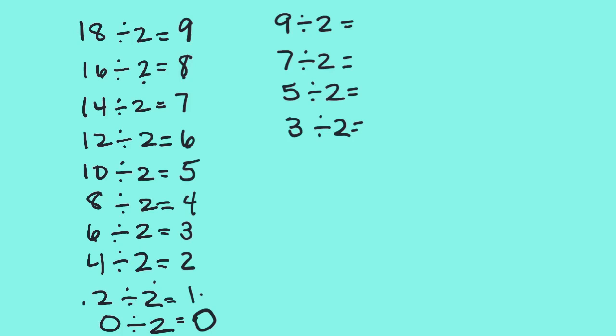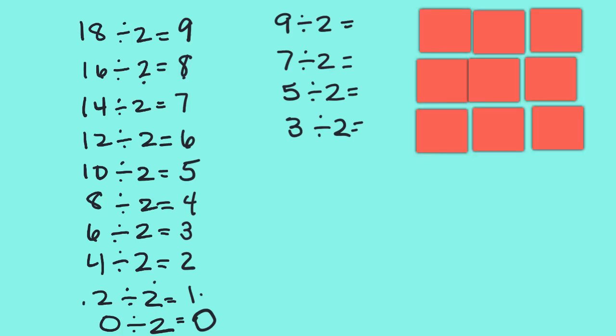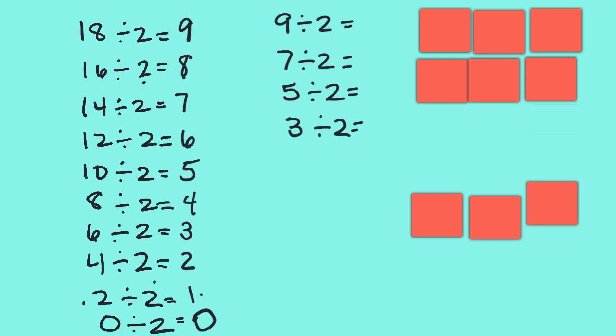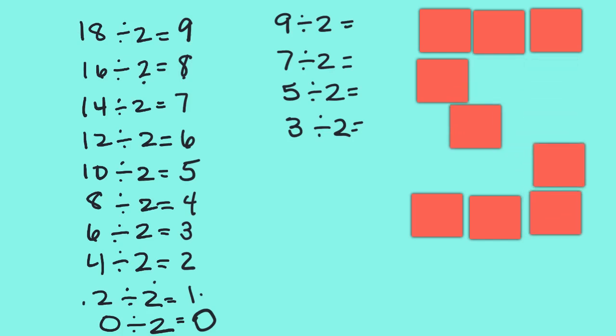So, let's look at this. 9 divided by 2. So if we're going to do 9 divided by 2, I'm going to show you by using square tiles. So if we're going to divide that in half, we can go ahead and move 1, 2, 3, 4. So we have 4 here and 4 here, but we have our one remainder. So we know the answer to 9 divided by 2 equals 4, remainder 1.